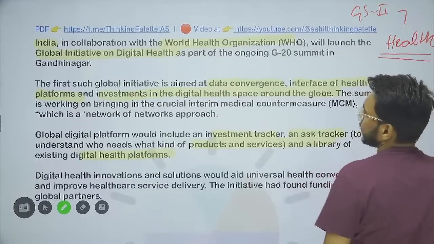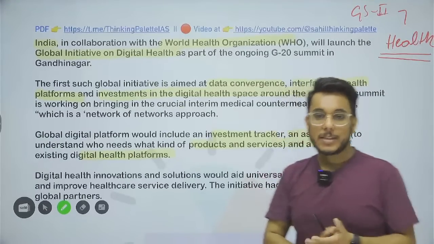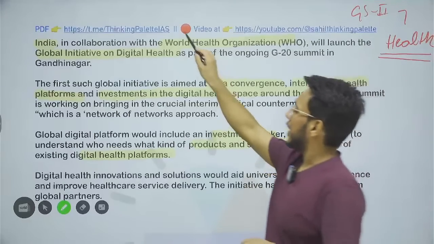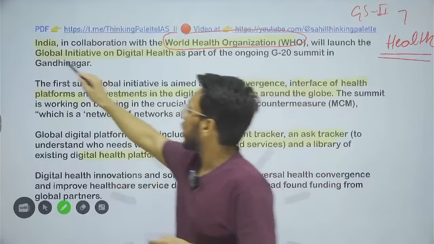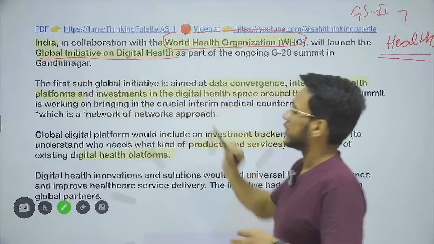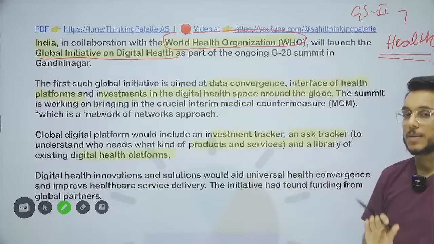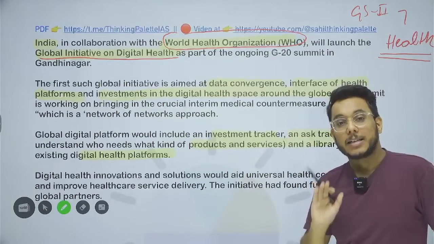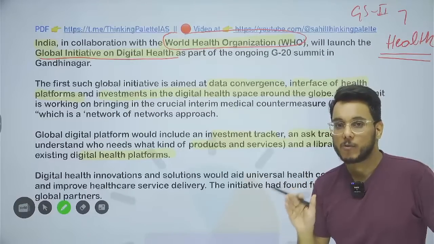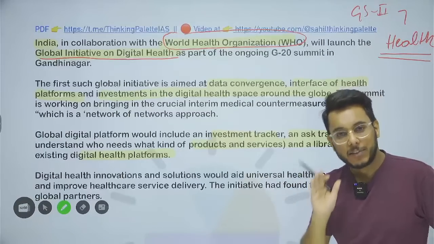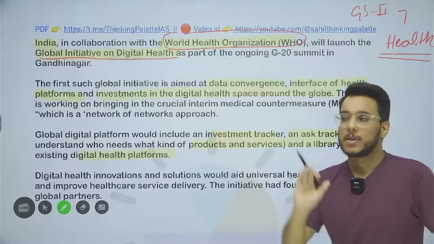Issues related to health. So now we see this particular thing that India, in collaboration with the WHO, is now launching a global initiative on digital health. Global initiative on digital health. Now, right now, India is chairing the G20 for 2023, and as India is chairing the G20 for 2023, India has taken quite a few initiatives on all the themes.